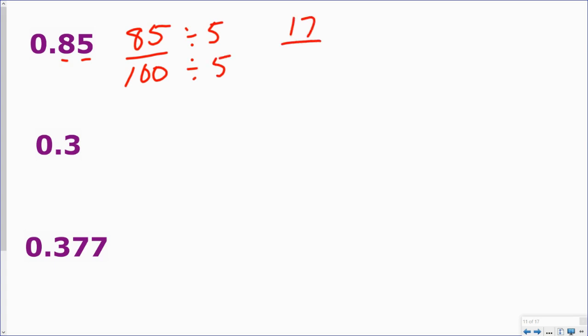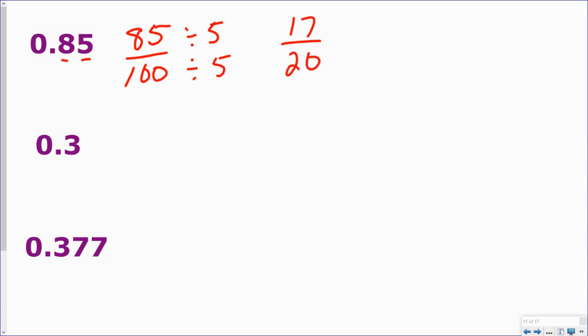Let's take a look at these three decimals. So the first one, I see that there are two numbers to the right of the decimal. So that's the hundredth spot. So I would read this as 85 hundredths. And so then I would write it as 85 over 100. I can reduce that down by dividing both of these by 5. And that gives me 17 over 20.